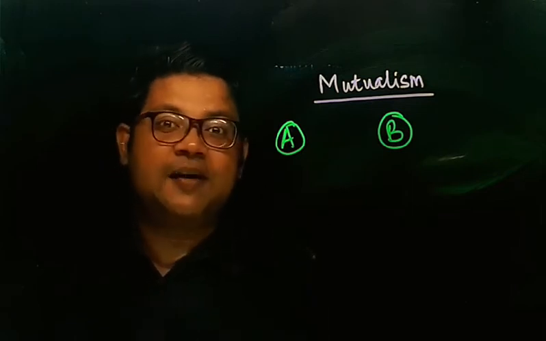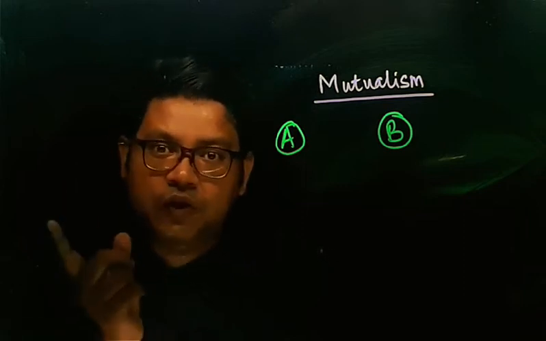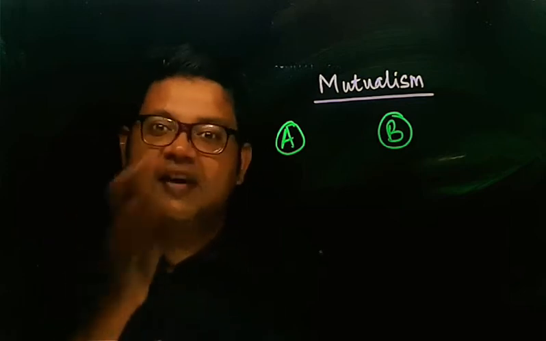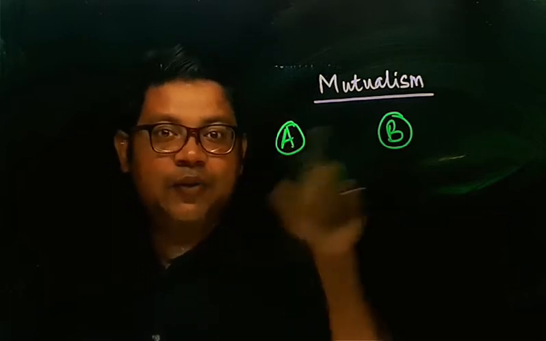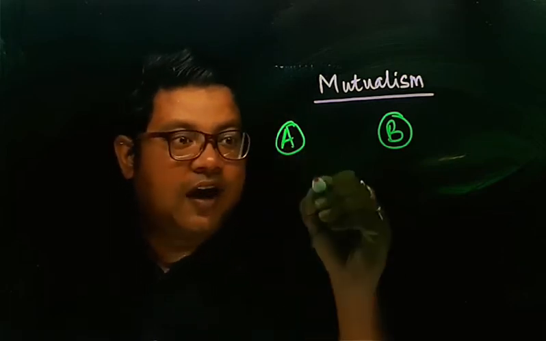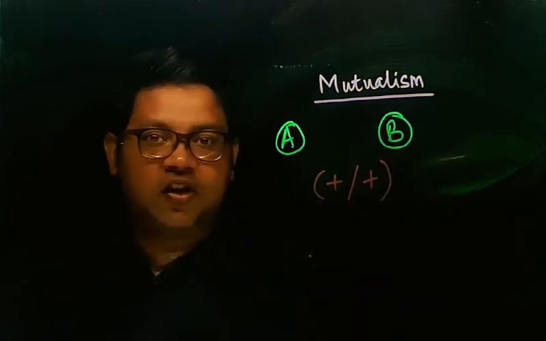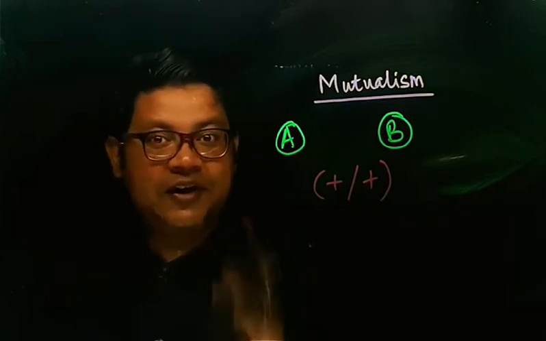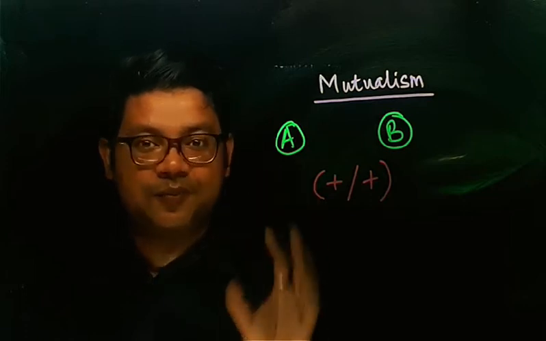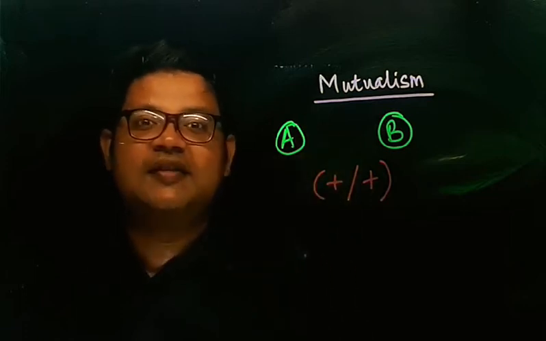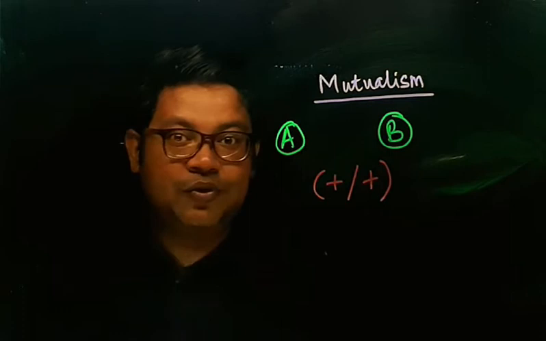So this is an example of mutualism. Mutualism means a type of interaction where both the interacting species are getting benefited. So how can we depict mutualism? We depict mutualism by plus oblique plus. For competition it was minus oblique minus. For predation it was plus oblique minus. For mutualism it's plus oblique plus. That means both the species are getting benefited. So I hope you have understood what mutualism is.